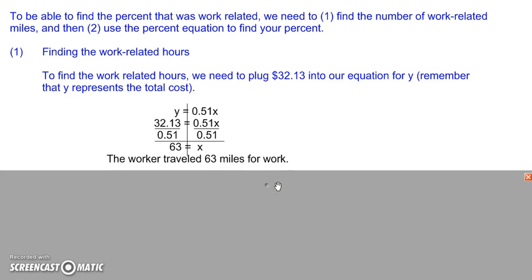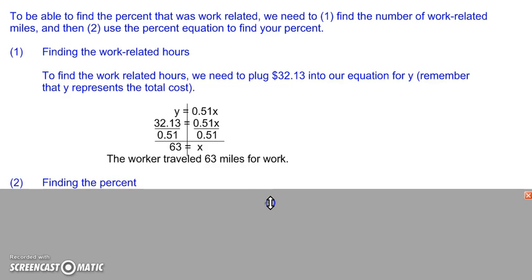So we take y equals 0.51x, we plug in 32.13 for y, we divide both sides by 0.51, and that gives us exactly 63 for x. Remember that when we're getting rid of things in equations, we have to do the inverse operation. So since we have 0.51 times x, we undo 0.51 by dividing both sides by 0.51. Therefore, the worker traveled 63 miles for work.